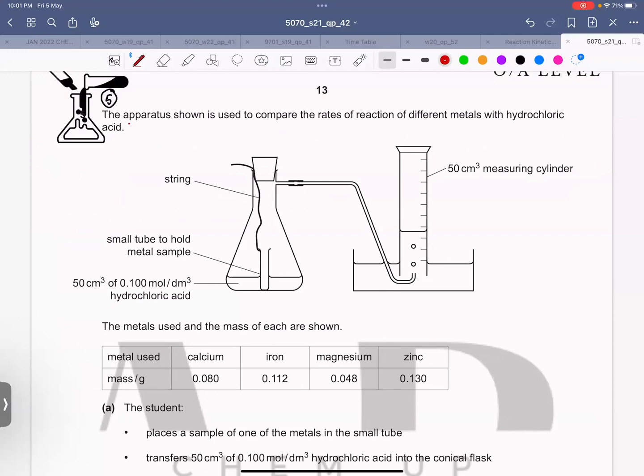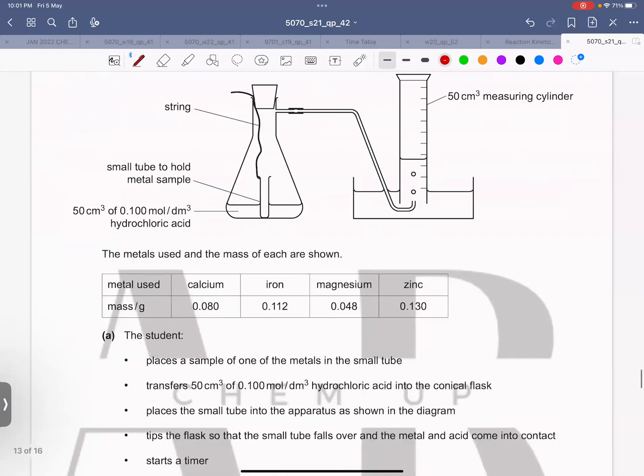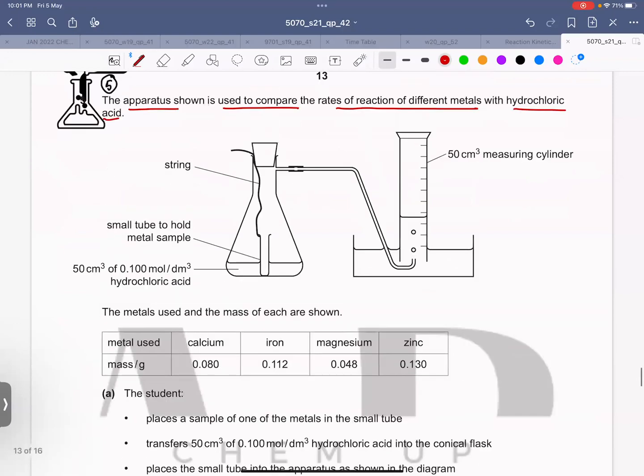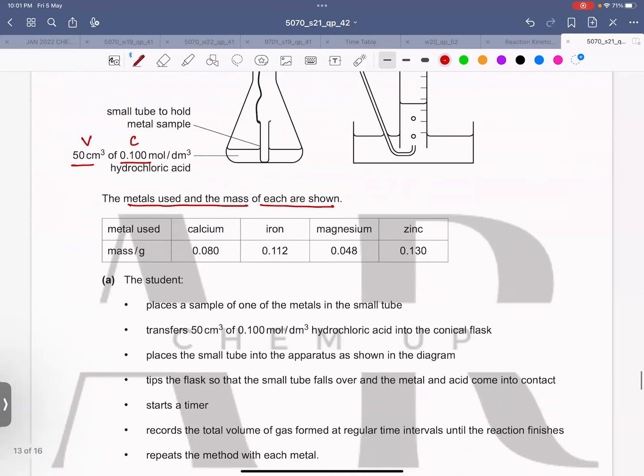The apparatus shown is used to compare the rates of the reaction of different metals with hydrochloric acid. Here we have the apparatus. The metals used and the mass of each are shown. And we have used 50 centimeter cube of 0.1 mole per dm cube hydrochloric acid, which means it's a concentration and a volume.